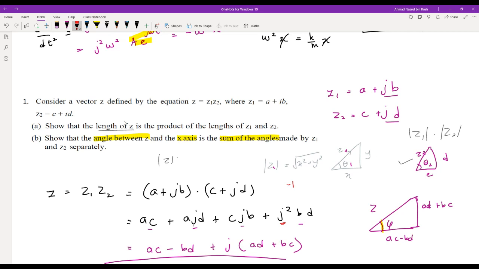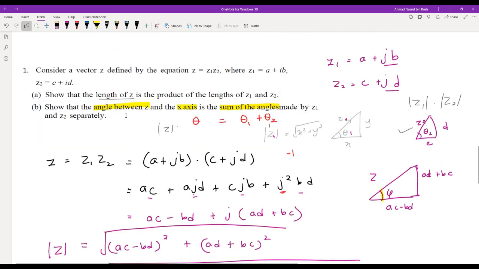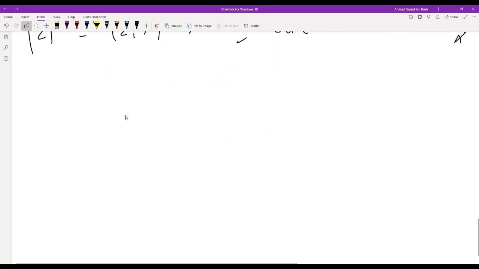So we define the angle for Z and the x-axis as theta. They want to say that it is equal to the angles made by Z1 and Z2, theta 1 plus theta 2, the sum of the angles, for Z1 which is theta 1 and Z2 theta 2. So this will be the B. How to do this?